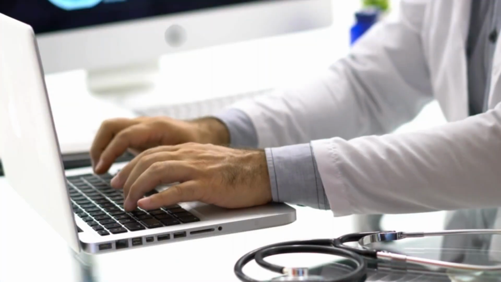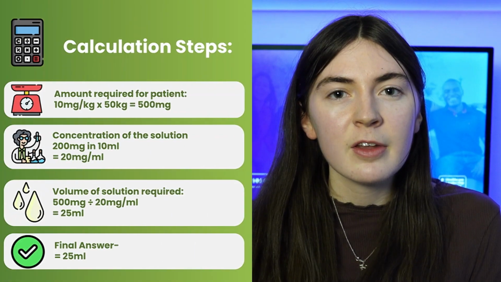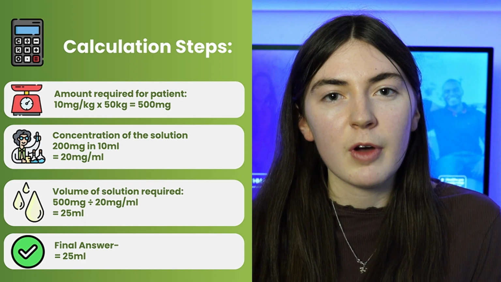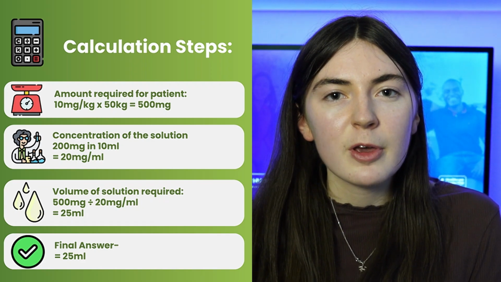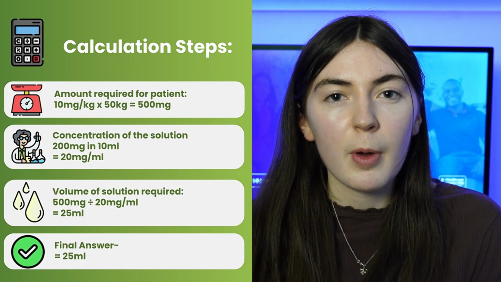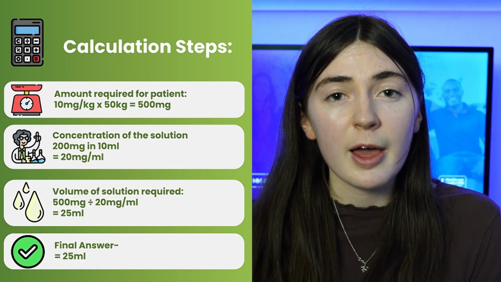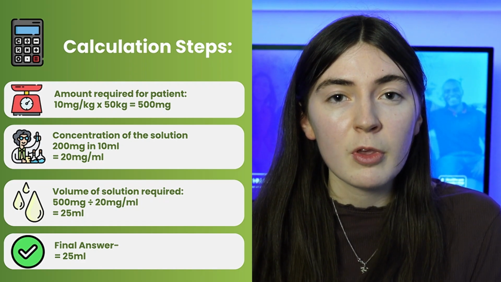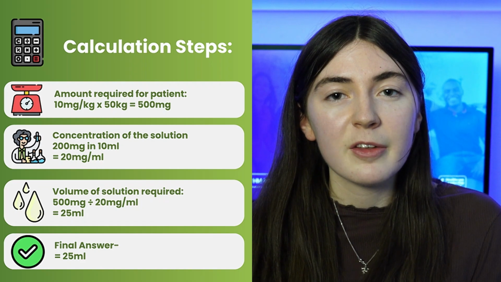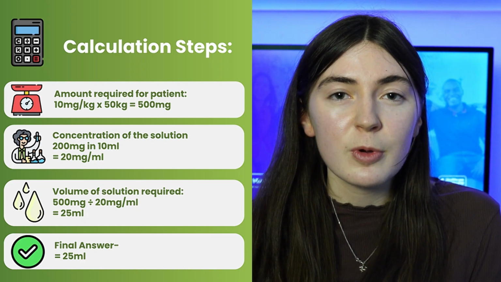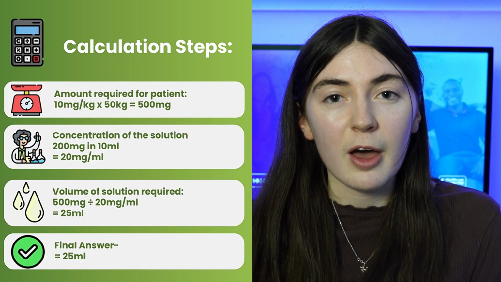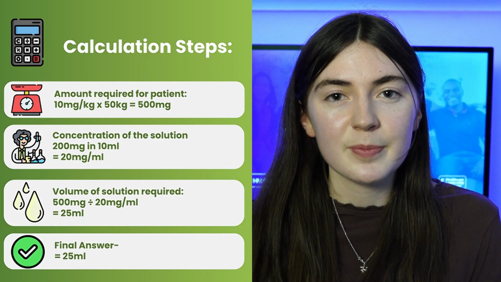So first I want to work out the number of milligrams for the 50 kilogram patient. So I'll do 10 times 50 to equal 500 milligrams. And then because it's 200 milligrams per 10 mils, we'll do 500 divided by 200 to get a multiplying factor of 2.5. So that's 2.5 per 10 mils. Then we just do 2.5 times 10 to get 25 milliliters to be given to the patient.